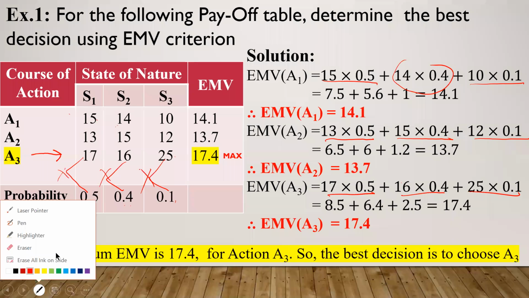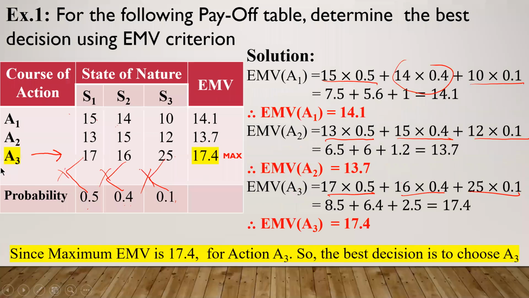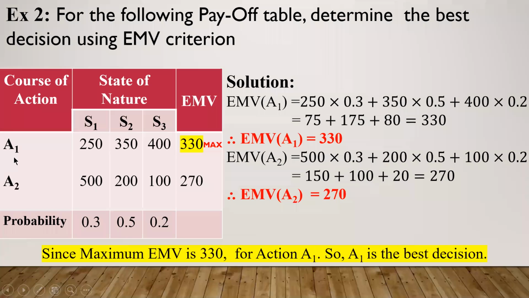Let us take the next problem. One more problem I have taken. For the following payoff table, determine the best decision using EMV criterion. Again, this is the table being given to you. There are two courses of action, A1 and A2. In the previous problem 3 were given, here I have given you only 2, A1 and A2. Select from these and tell which course of action is the best one.